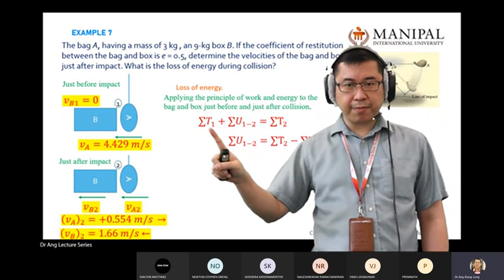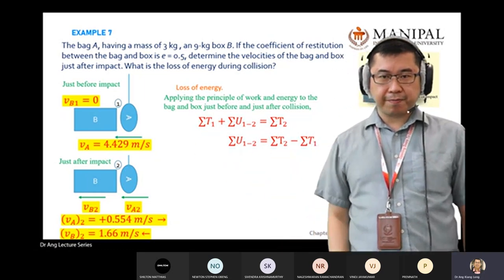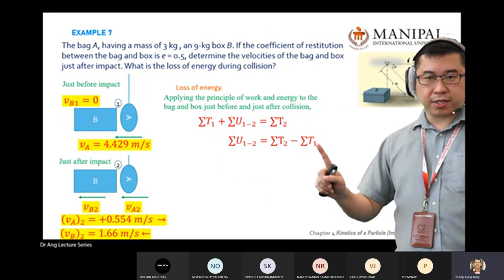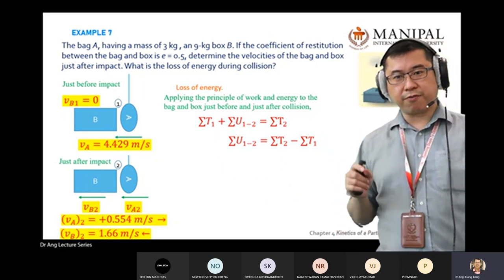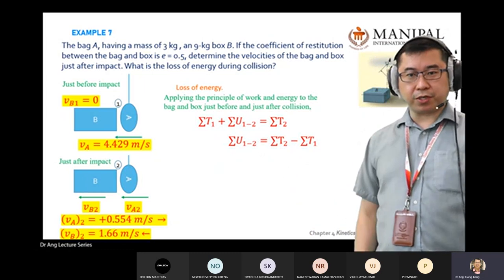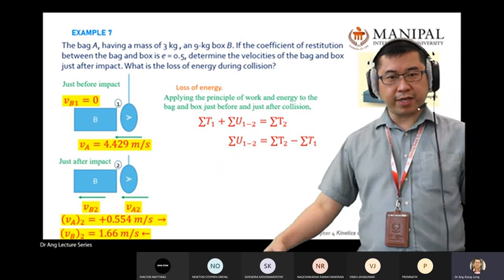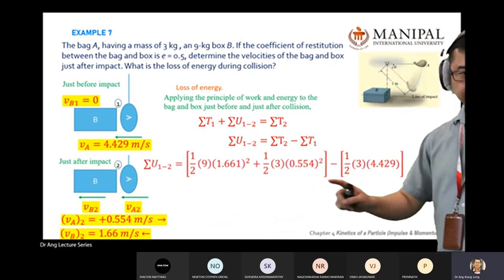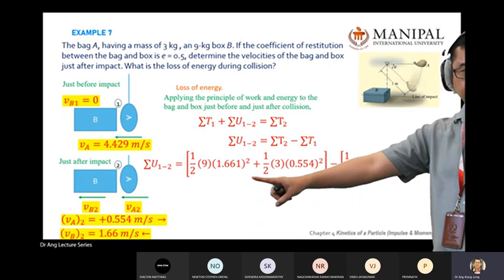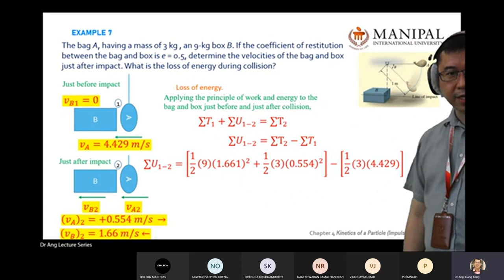So you just rearrange the equation, putting this one to the right-hand side: T2 minus T1. What is T? Kinetic energy. What is the equation for kinetic energy? Half mv squared. Velocity 2 minus velocity 1. You already have before and after; the rest is just substitution. I think I'm very kind to you. I give you the detailed calculation here.